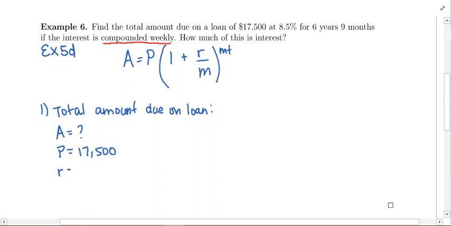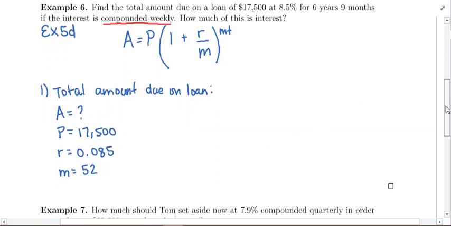So R is going to be the interest rate as a decimal. So convert 8.5% to a decimal. It's going to be 0.085. Okay. For M, we see the phrase compounded weekly. So that means M is 52.